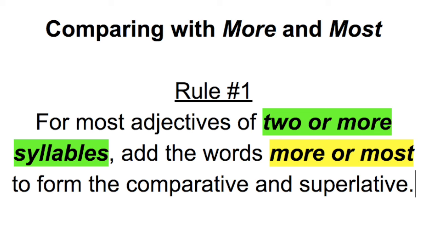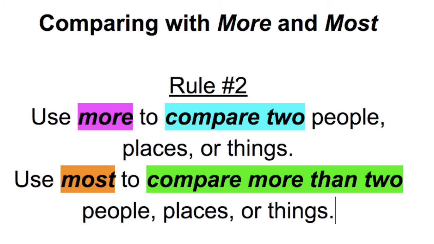Rule number 1. For most adjectives of 2 or more syllables, add the words more or most to form the comparative and superlative. Rule number 2. Let's talk about the comparative form. We use more to compare two people, places, or things. Now the superlative form. We use most to compare more than two people, places, or things.